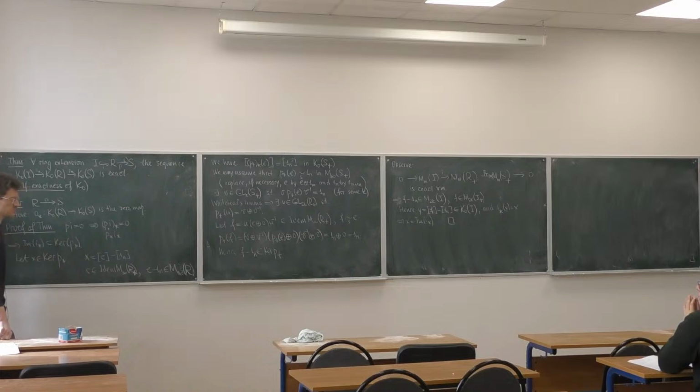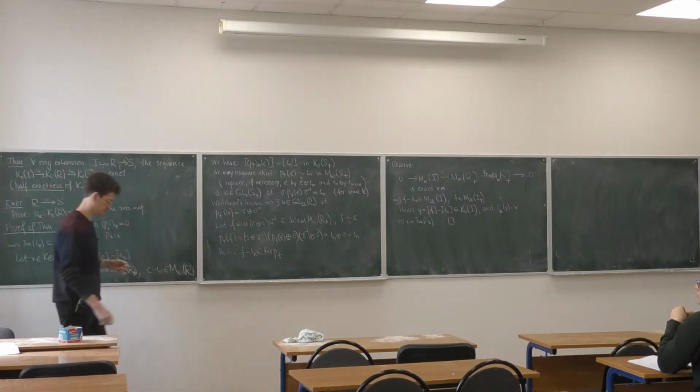And then we specialize to C-star algebras and discuss some special properties of K0 in the setting where our base ring is a C-star algebra.